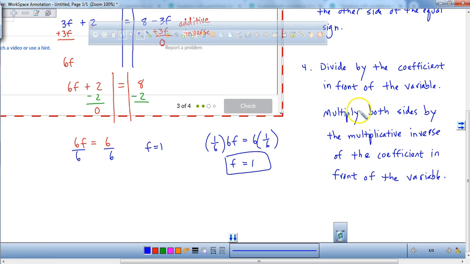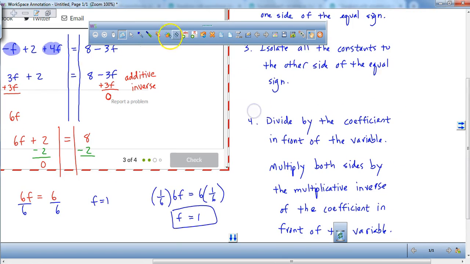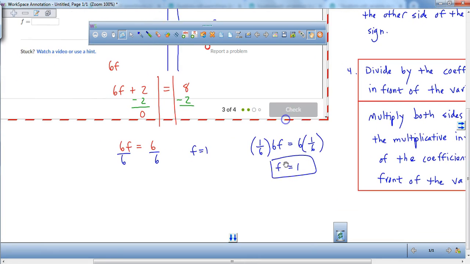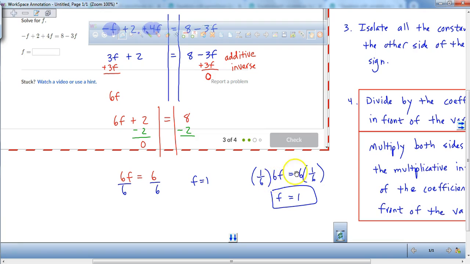So you can either do this, which is divide both sides by the number that's in front of the variable, all right? So if you're breaking it down, most of the time this works because it'll be a number that you can clearly see. Or you can multiply both sides by what's known as the multiplicative inverse. When we get to fractions, I'll show you more about that. But right now we have f equals 1.